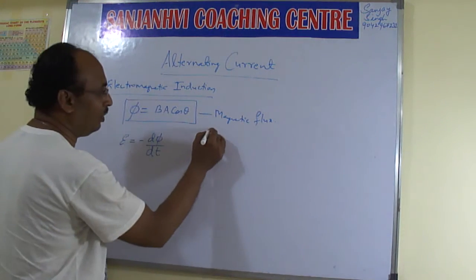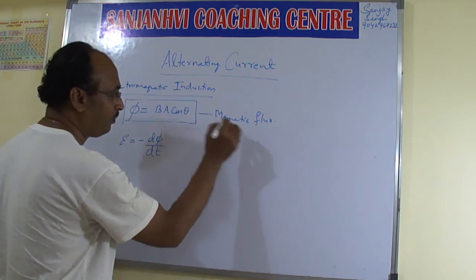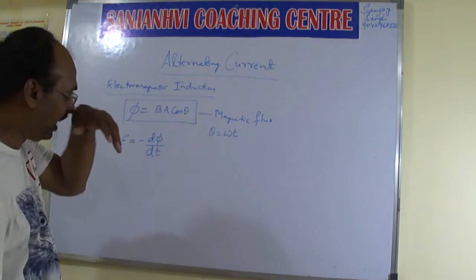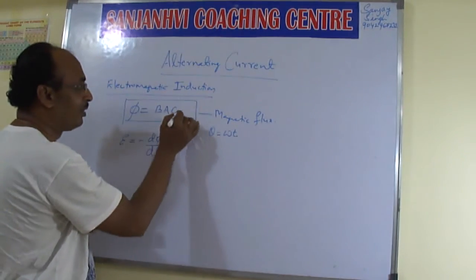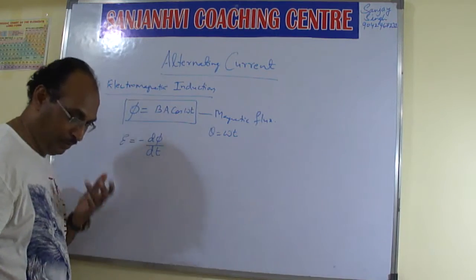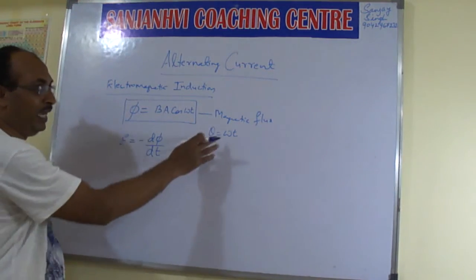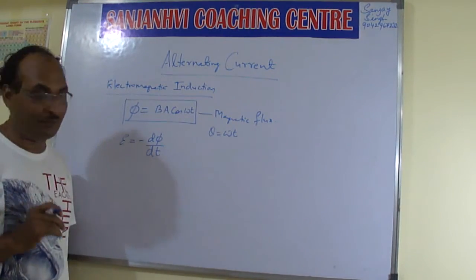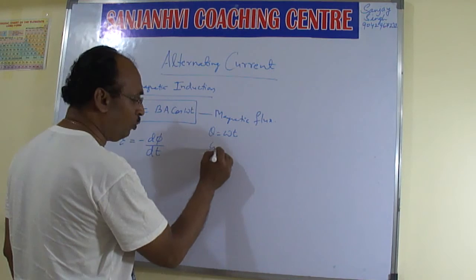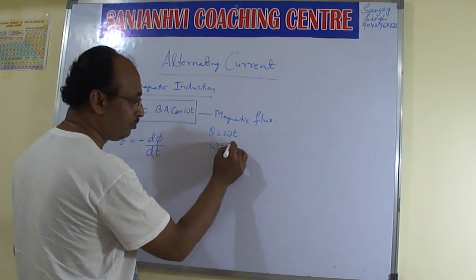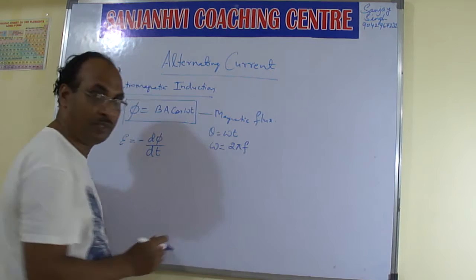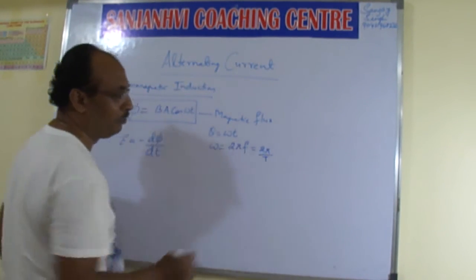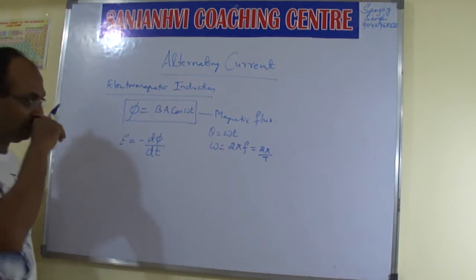Here theta is equal to omega t, so we can write omega t in place of theta. Where omega is the angular velocity. And omega is equal to what? Because we will be using it frequently. That is 2 pi f, or 2 pi by T, where 1 by T is the frequency.